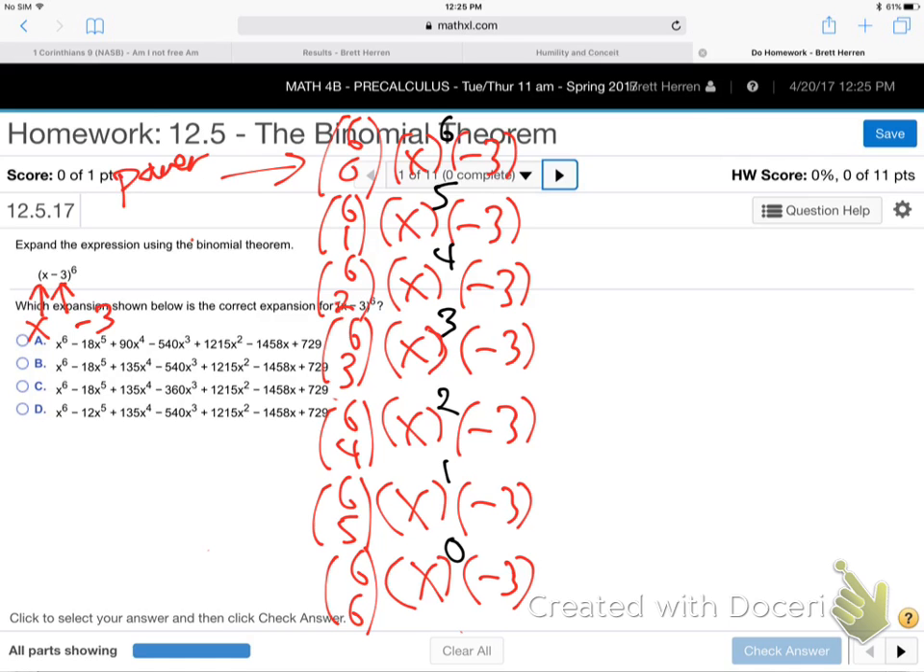And then start with the -3, the other one, right at the top. And instead of starting with 6, start with 0. And count it up. 0, 1, 2, 3, 4, 5, 6. There it is. We just did the binomial theorem. That's what that big old formula was saying in Chinese. It's just a simple pattern.